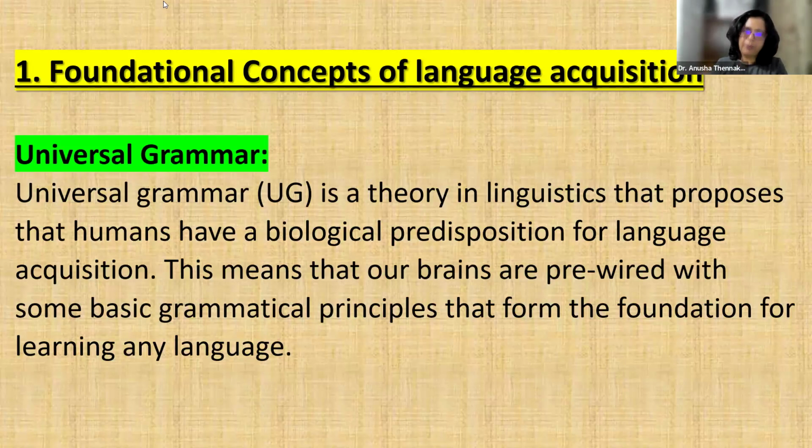Irrespective of all these things, when we are born, we are coming to this world with the ability of acquiring a language. So that is the base of the theory universal grammar. This means that our brains are pre-wired with some basic grammatical principles that form the foundation for learning any language.